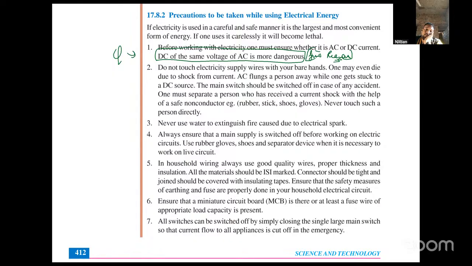Now, these times are Christmas time, so we are busy with that also, so bear with this. Okay. So now, do not touch the electricity supply wire with bare hands, but there is a catch in it. Basically, what happened in our church?